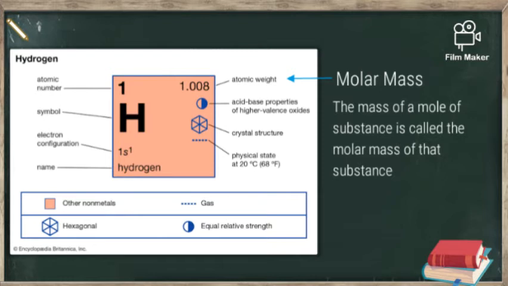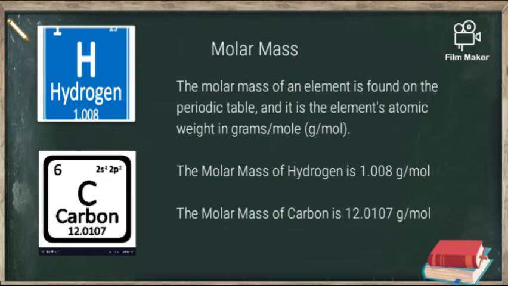So basically, the molar mass of, let's say, an atom is just the mass or weight of that atom in 1 mole. The molar mass of an element is found on the periodic table and it is the element's atomic weight in grams per mole, abbreviated as g/mol. As we can see in the two pictures on the left side of the screen, the molar mass of hydrogen is 1.008 grams per mole and the molar mass of carbon is 12.0107 grams per mole.